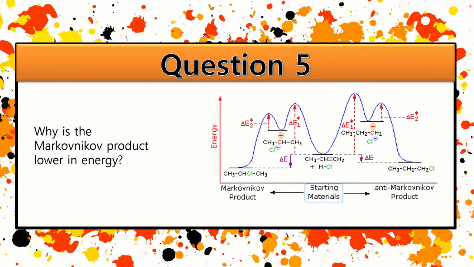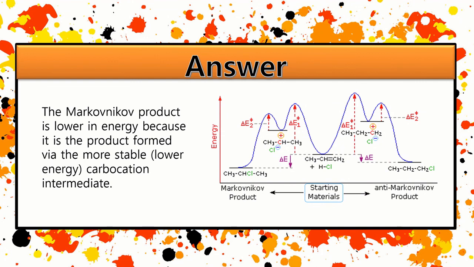All right, so that leads us to our final question. Question 5: why is the Markovnikov product lower in energy? Just go ahead and pause the video and answer the question. All right, if you answered that the Markovnikov product is lower in energy because it is formed via the more stable, lower energy carbocation intermediate, then you have gotten the correct answer. Congratulations.